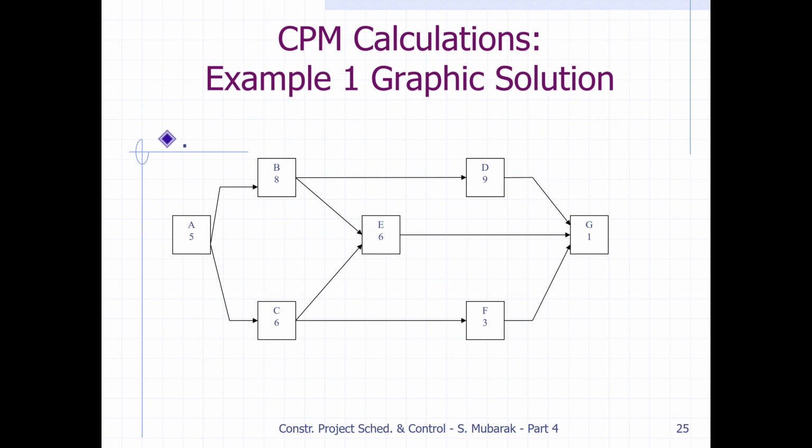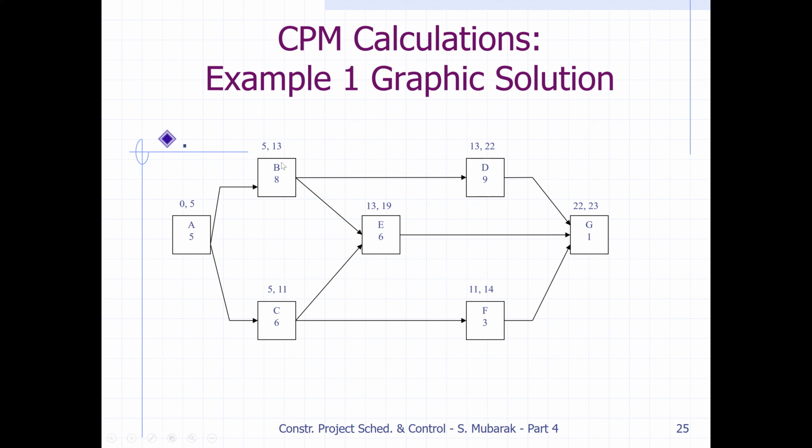Then we can do the forward pass. 0 is the starting time for A, plus duration 5 is 5. Going to B from A, 5 plus 8 days is 13. Then C, from A is 5 plus 6 is 11. Then E will start when both B and C complete. B completes on day 13 and C on 11, so we take the maximum. 13 comes here, take the maximum from B and C, and then 13 plus 6 is 19.